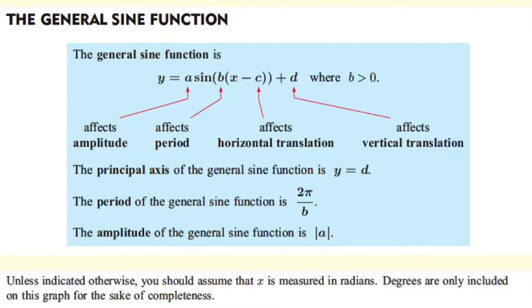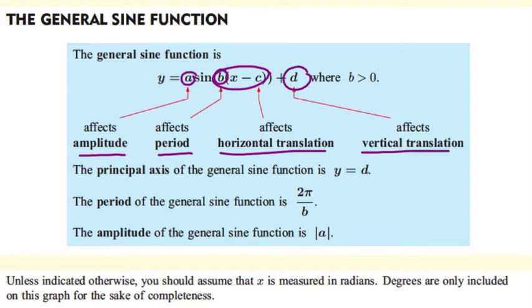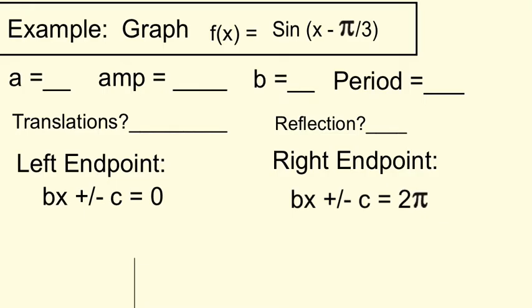Now you don't need to write anything on this slide down. I just want to show you how things affect. Again, the A is affected by the amplitude. This affects the period. This affects the horizontal shift. And this affects the vertical shift. So I just took this from a different book. I kind of liked it. I'll put it together.